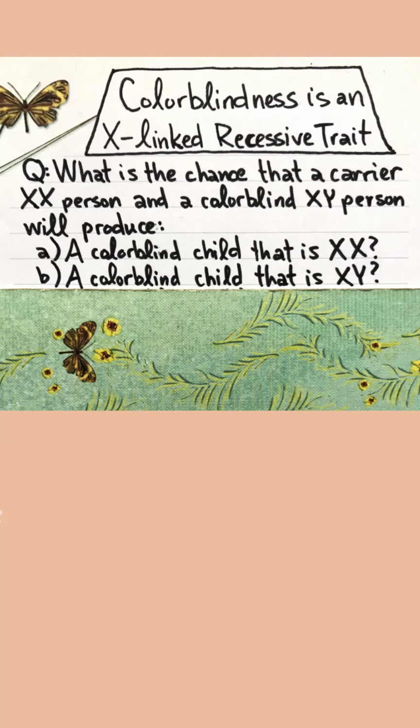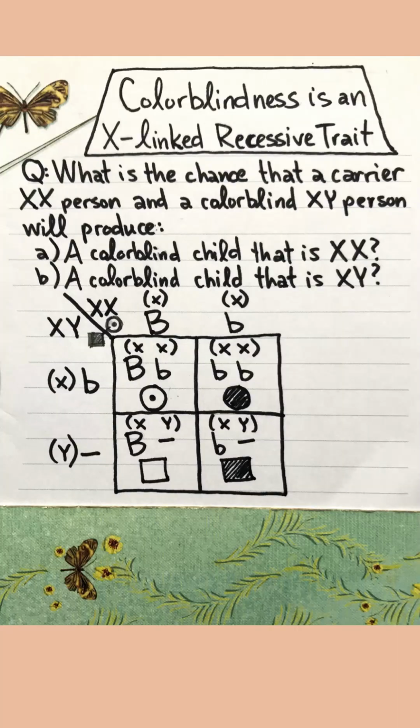The question is, what is the chance that a carrier XX person and a colorblind XY person will produce A, a colorblind child that is XX, and B, a colorblind child that is XY? So, Punnett squares. I've made a Punnett square for this question.